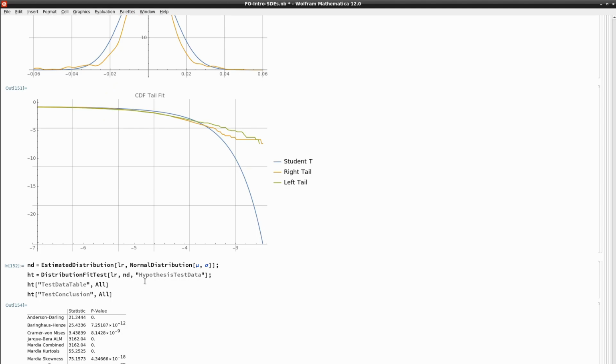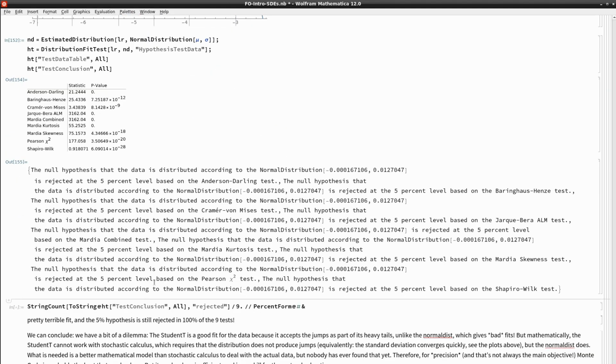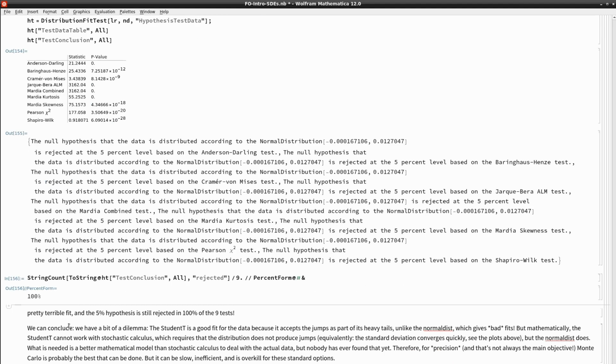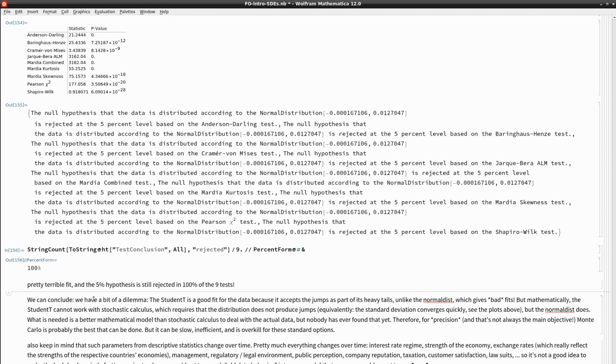So let's do a hypothesis test here as well. And here we only have 9 tests available, but still all 9 of them, 100%, are rejecting, right? We have rejected in all these methods, and we have all these p-values here at 0. So I would say, again, for conclusion, it's a pretty terrible fit, and the 5% hypothesis is rejected in all 9 tests. That's 100%. So we have the following dilemma.